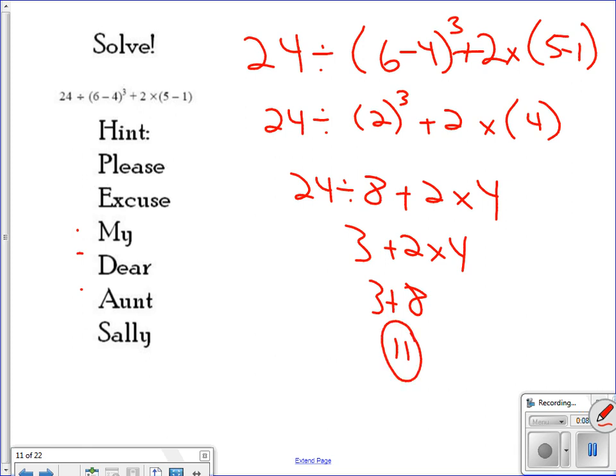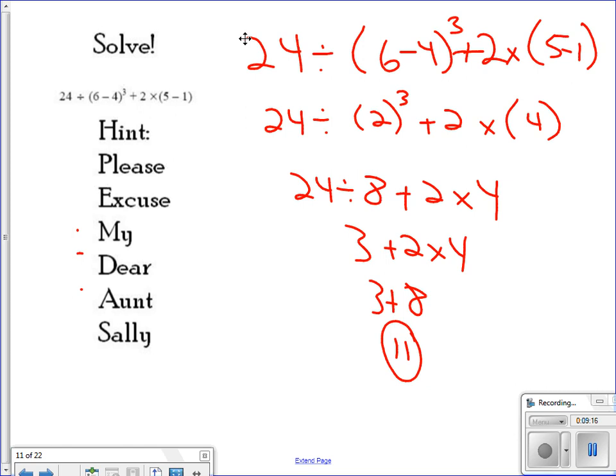Okay, we're going to be doing a lot more practice with this tomorrow, but remember, please excuse my dear Aunt Sally. As long as you remember what please excuse my dear Aunt Sally is, and what PEMDAS is, this process is easy. All you're doing is adding, subtracting, multiplying, and dividing. If you start rushing through it, the only time you're going to get a little confused and frustrated in class tomorrow is if you don't follow the steps and you add when you're supposed to be multiplying, okay?